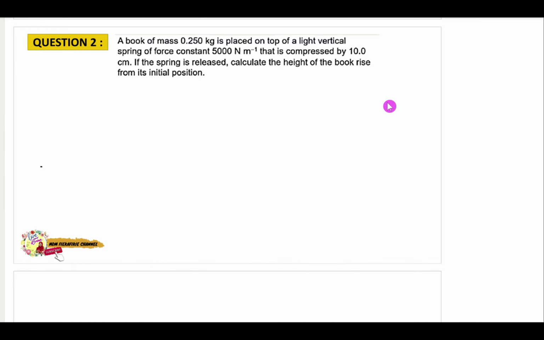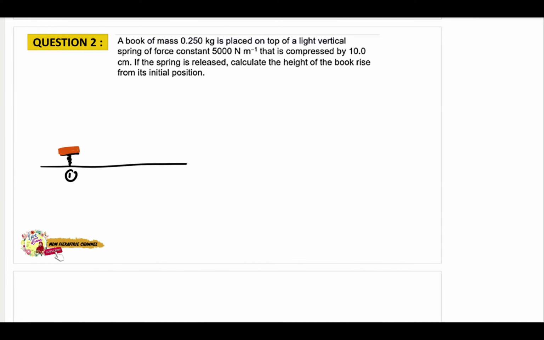Okay, so let's sketch first the diagram. Okay, look at here, a book of mass is placed on top of the spring. So the first diagram, dia kata dia compress kan. Okay, ini adalah buku tu. So this is the spring. The spring is compressed. Okay, number 1. So buku tu duduk kat mana? Kat sini. Ni buku tu warna oren ni.